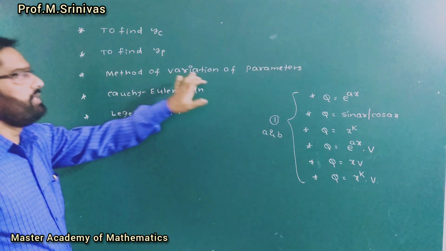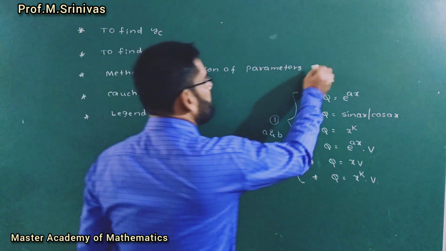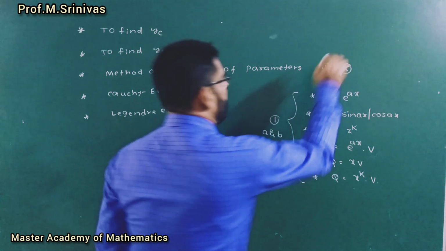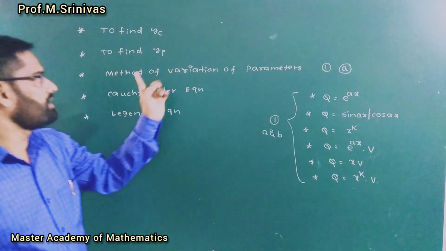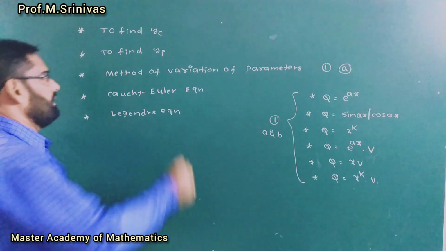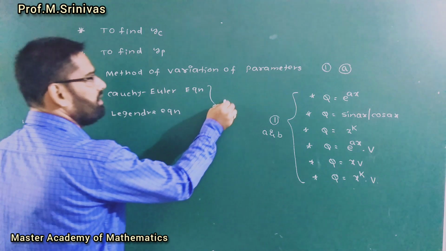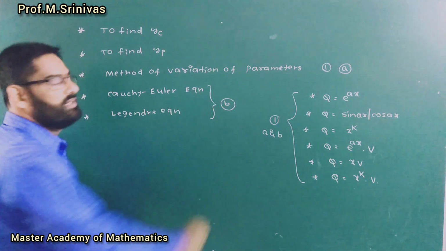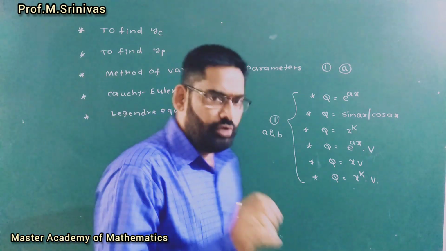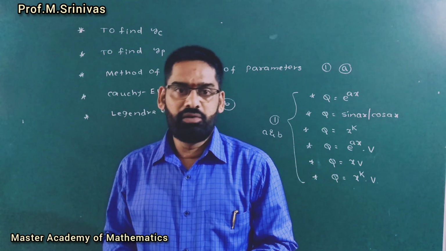Coming to the method of variation of parameters, definitely you can expect a problem, that too in A bit. Guaranteed, you can expect a problem on the method of variation of parameters in one A bit. And from the Cauchy-Euler equation and Legendre equation, you can expect another bit, which is the B bit in the second problem. Remember, during this COVID situation, overall 8 questions they are going to give you.